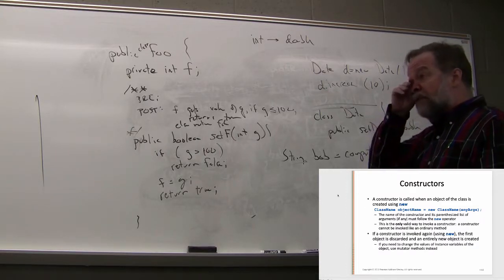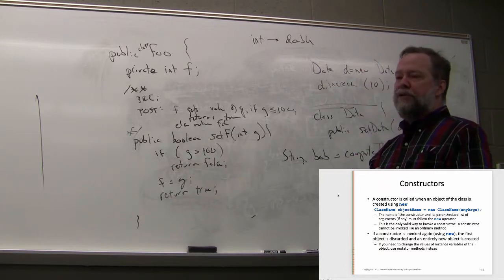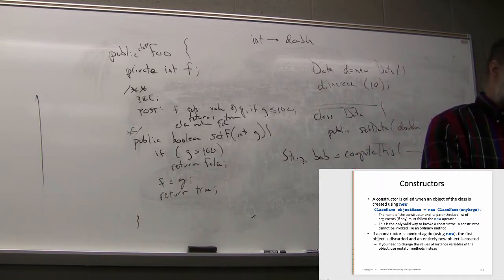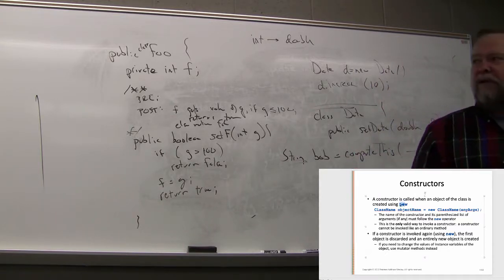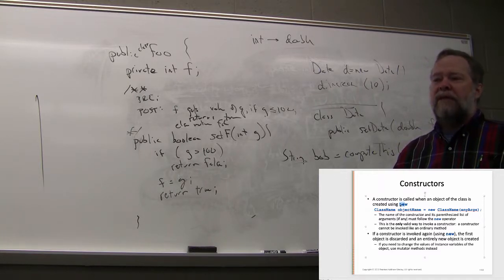So a constructor will be invoked automatically whenever you use a new operator. So whenever you call new, you're going to be invoking a constructor. In fact, always a constructor will be invoked. Even if you don't provide one, Java usually will have a default that you'll be invoking implicitly.